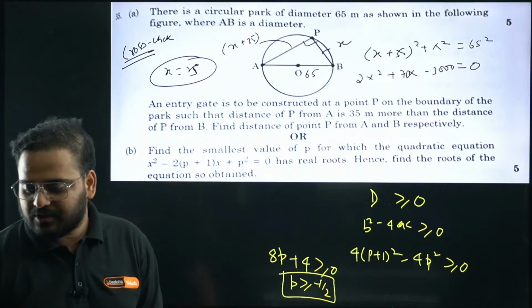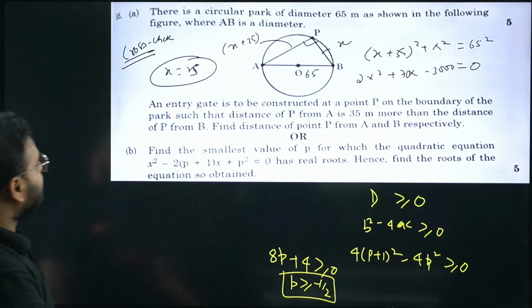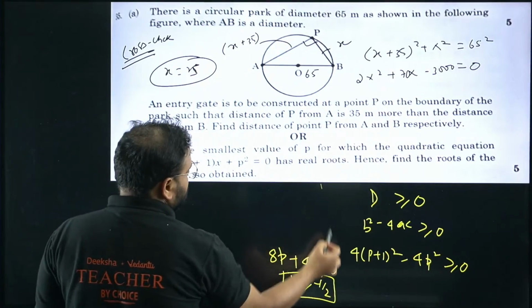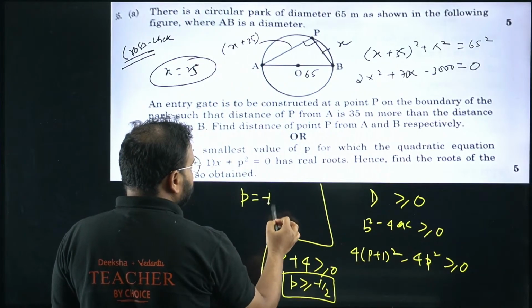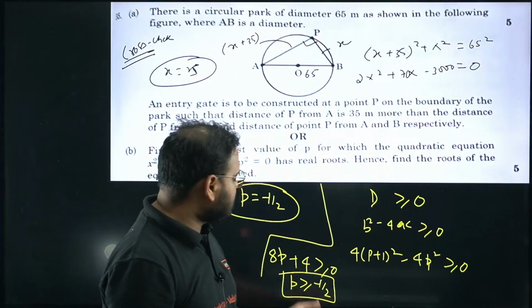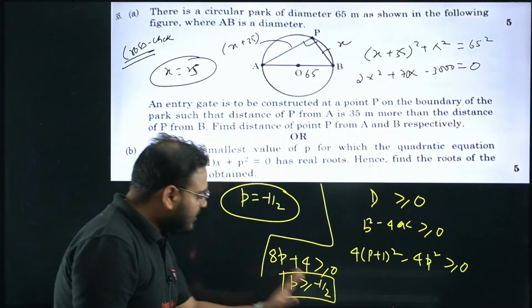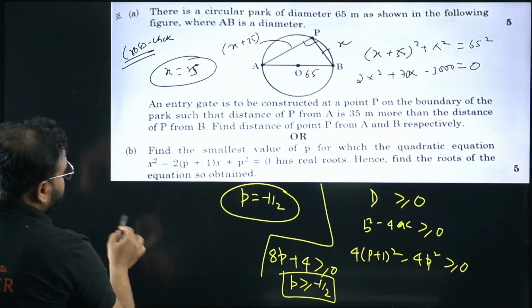Minus 1 by 2, please check. p is greater than or equal to minus 1 by 2. They're looking for the smallest value of p, right? It means the minimum value is nothing but minus 1 by 2 only, because p has to be at least minus 1 by 2. So what is the minimum value? Minus 1 by 2. If you do that, please check.